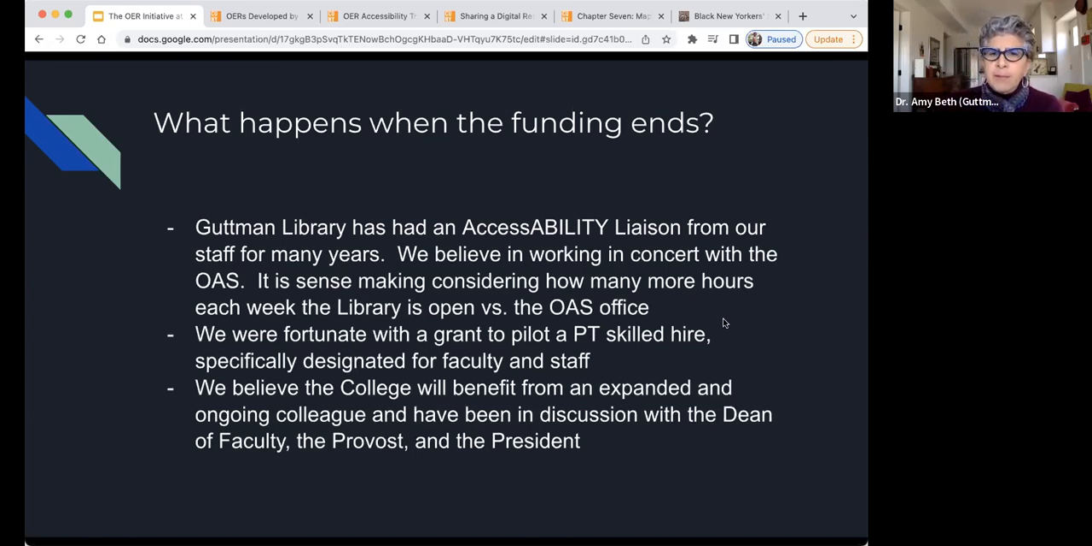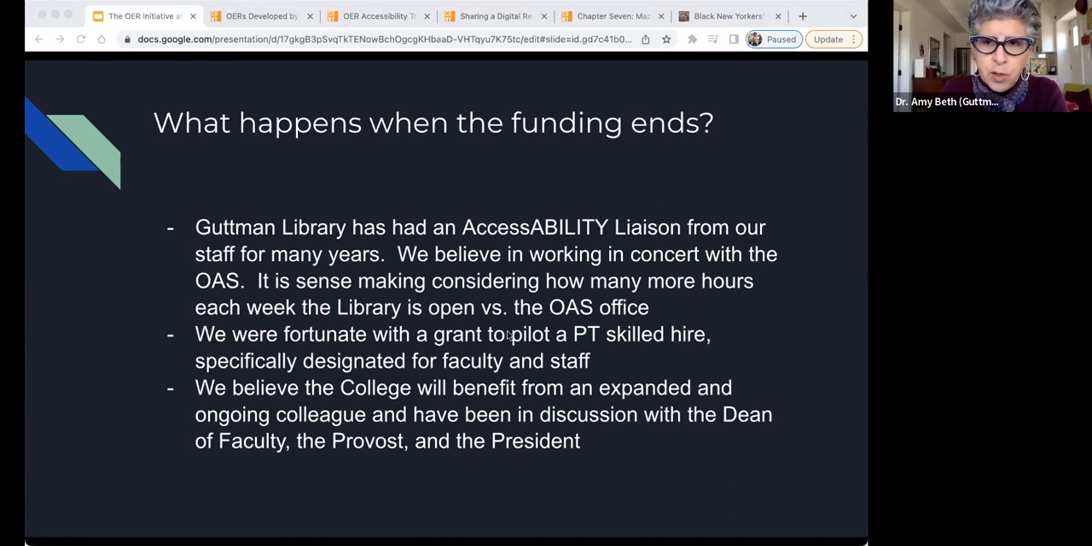So the Gutman Library has had an accessibility liaison for our staff for many years. Our staff doesn't have full-time library colleagues. We have one full-time staffer, 3 full-time librarians. We have between 9 and 12 part-time staff. So this was, again, something that I needed to help the college, which is birthing itself, basically, understand the value and importance of.